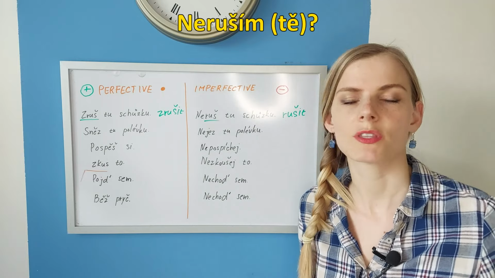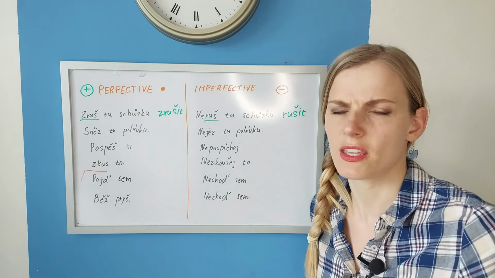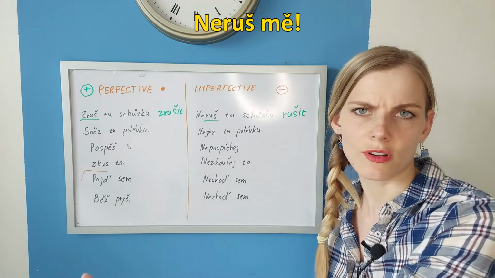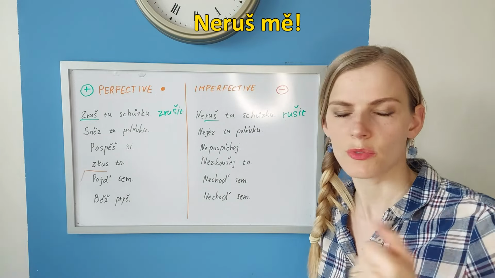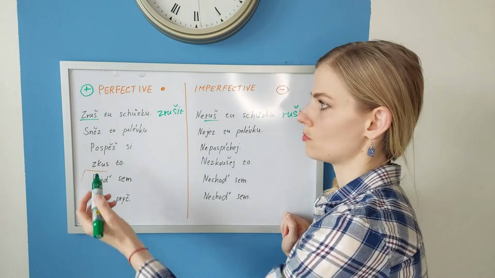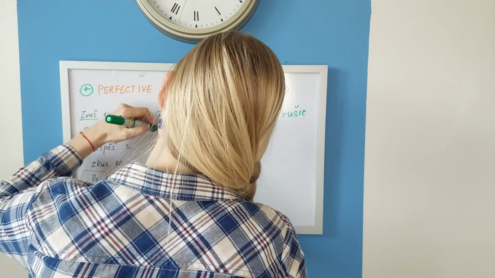Am I bothering you? That's a very good sentence. And we could also say, neruš, somebody keeps talking and it really bothers me. Neruš mě, don't interrupt me, don't interfere with what I'm saying. Sněz tu polévku, eat the soup. Eat it all. This is sníst, to eat.